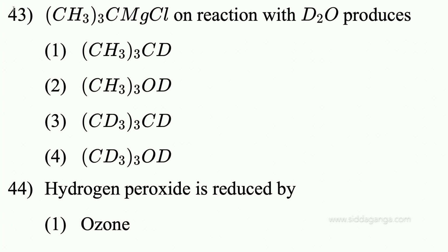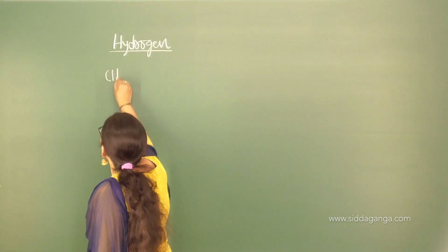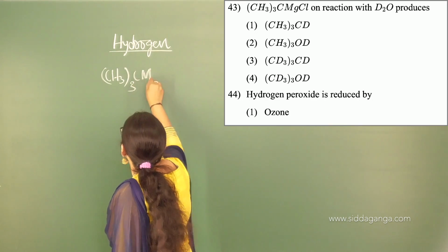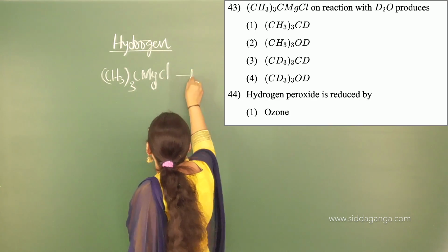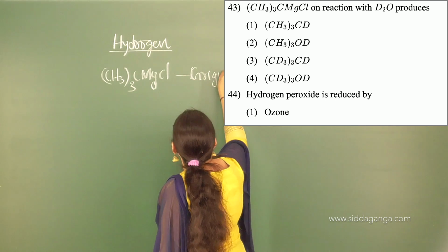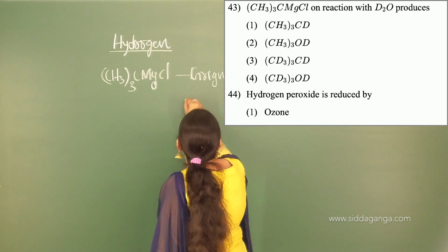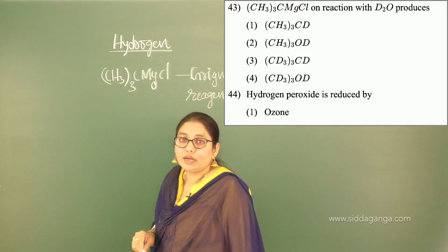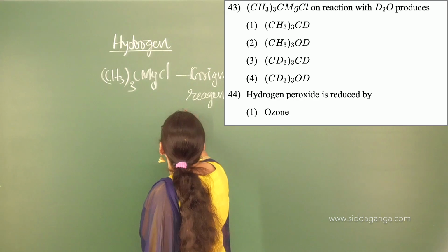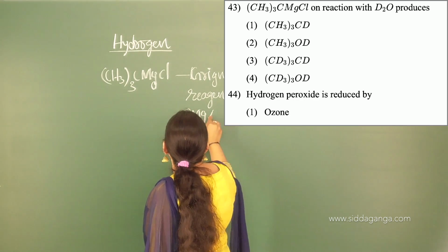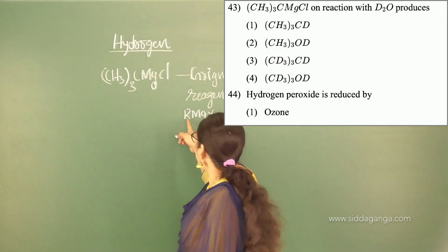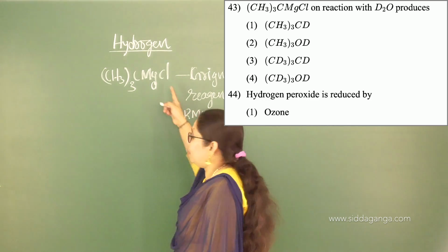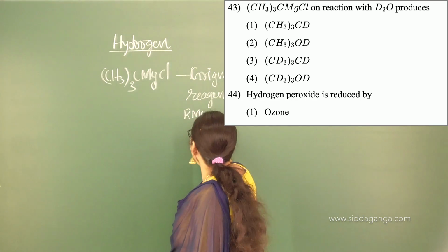Okay, so here you know that this CH3 thrice CMgCl is nothing but a Grignard reagent. What is it? It is a Grignard reagent. You are going to learn in higher classes about this reagent, which is very useful in the preparation of many organic compounds. Grignard reagent is generally represented by the formula RMgX, where R is an alkyl group, Mg is the metal, and X is any of the halogens. This is of the form RMgX.